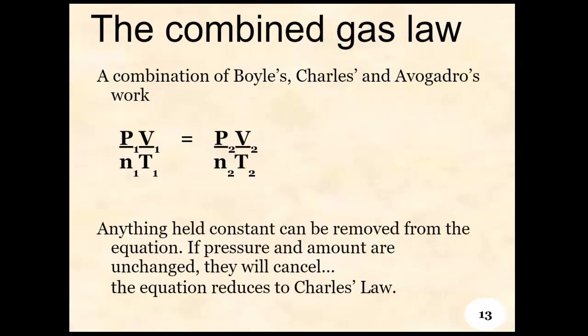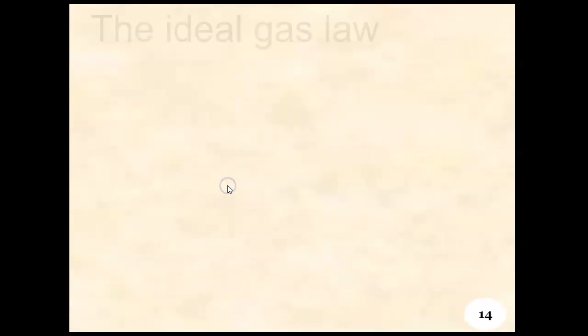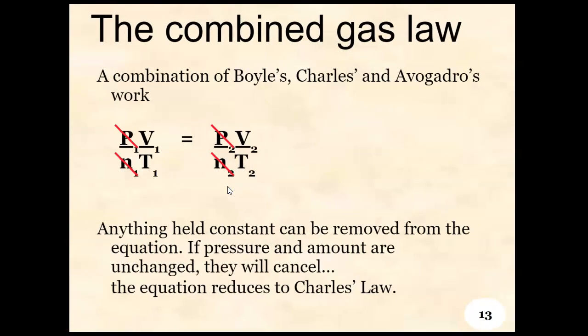Okay, so what can we do? We can combine all of those lovely laws together, Boyle's, Charles', and Avogadro's, and we come up with this lovely thing. P1 V1 over N1 T1 equals P2 V2 over N2 T2. Now, like I said, Avogadro's, we are not going to deal with that too much for chemistry right now. So you're just going to get rid of that N. And if you look at table T in the back, you will find that this is called the combined gas law.